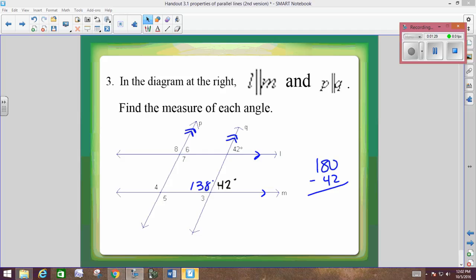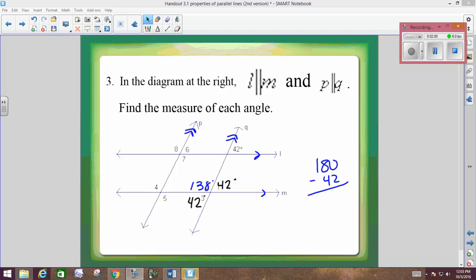Devin, how about angle 3? You should have an idea, even if you were gone the last 2 days. What's angle 3 going to be? Maybe. You got to tell me why. What do you call those angles? Nope, starts with a V. There you go, vertical angles. Good, vertical angles are congruent.